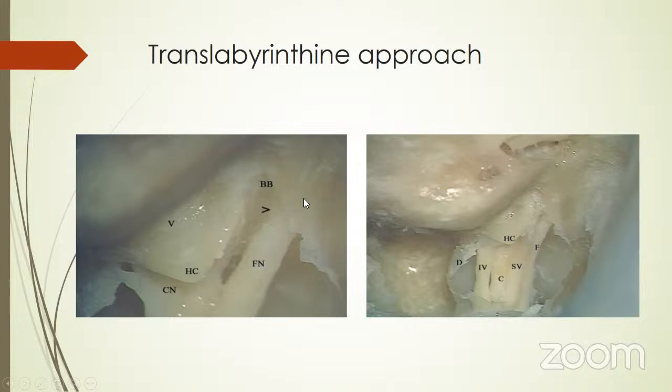This is the Bill's bar, which I mentioned, with the superior ampullary nerve being reflected and the facial nerve going in a lateral direction. So this is the arrangement of the nerves in the internal auditory canal: the horizontal crest or the falciform crest, the superior vestibular nerve, below which is the facial nerve, the inferior vestibular nerve, and below which is the cochlear nerve.